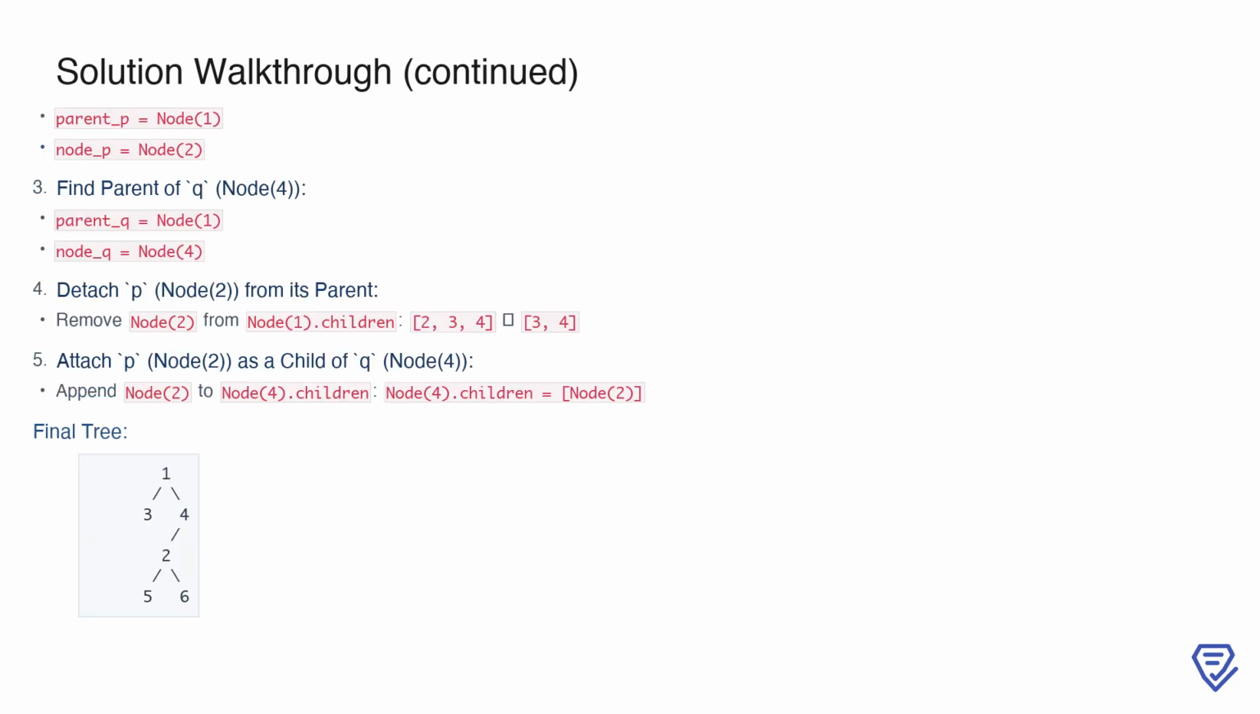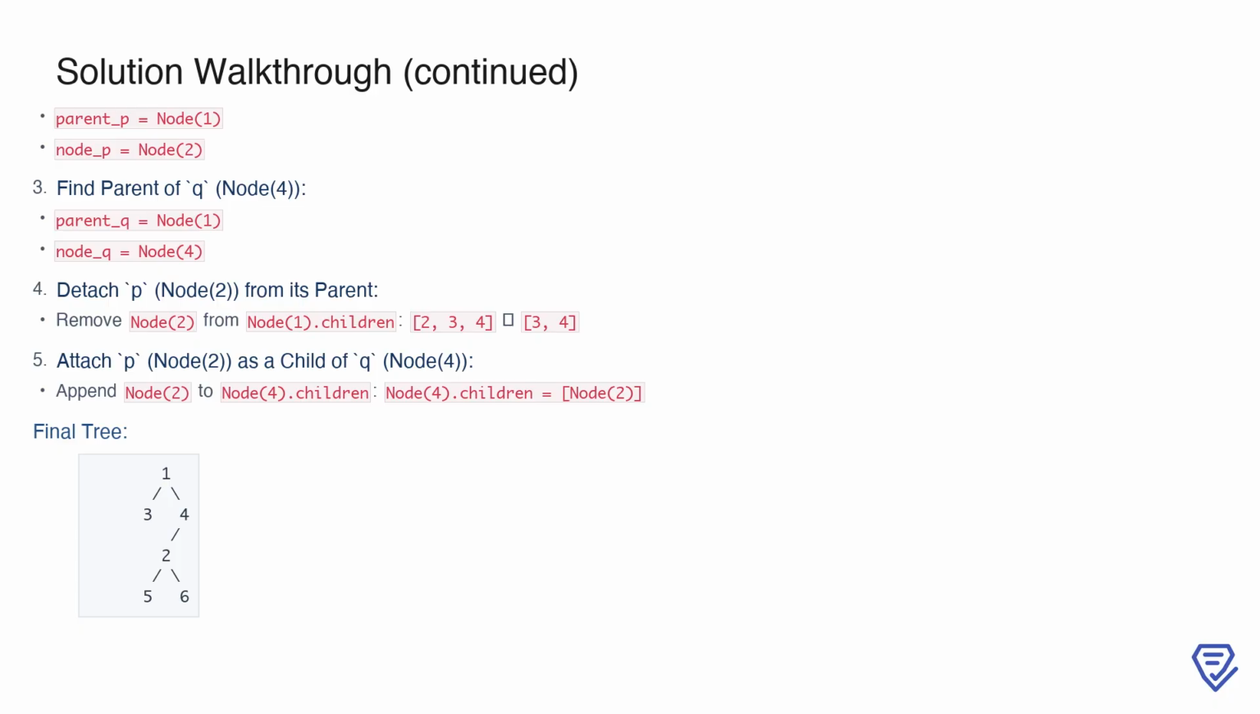Once we identify the parent of node 2, which is node 1, we confirm that node 2 itself is the subtree we want to move. Next, we find the parent of node 4, which is also node 1, since node 4 is another direct child of the root. With both parent nodes identified, the next step is to detach node 2 from its current parent.